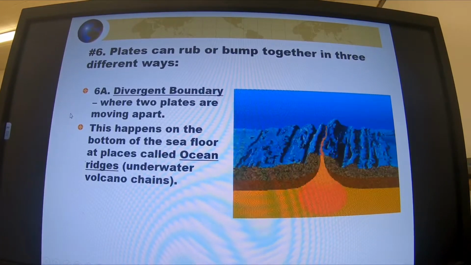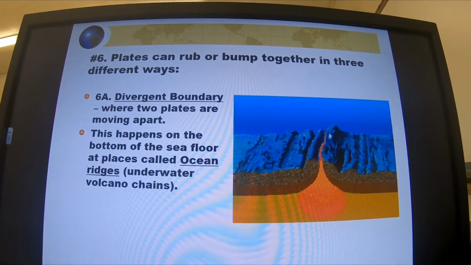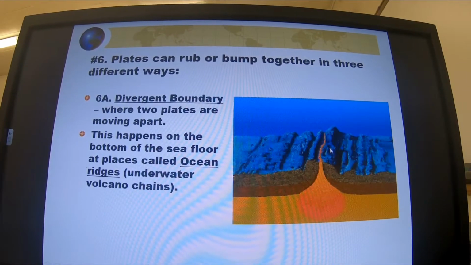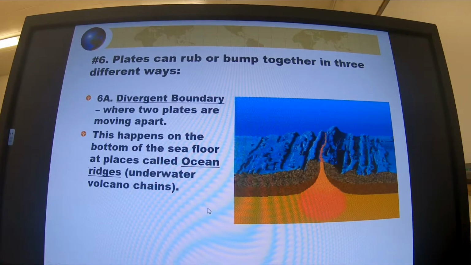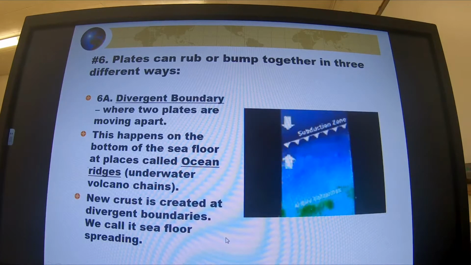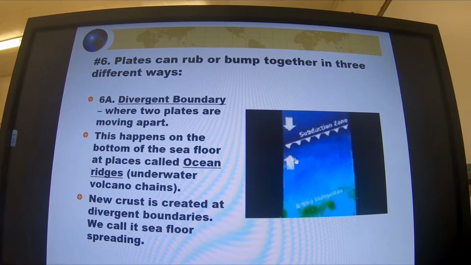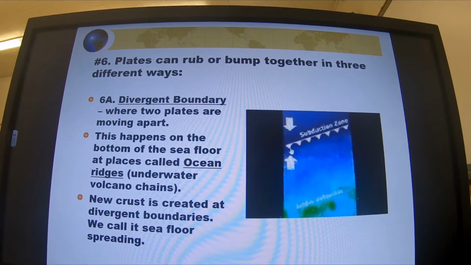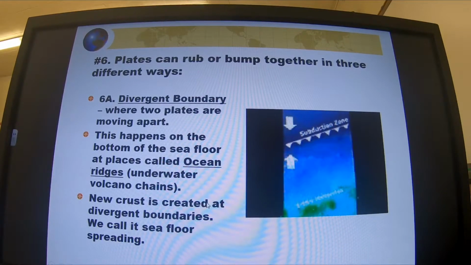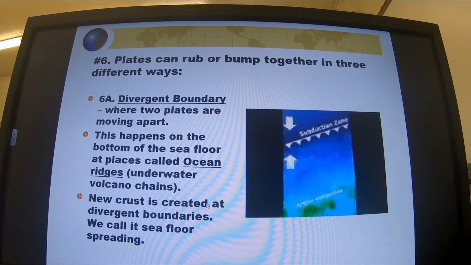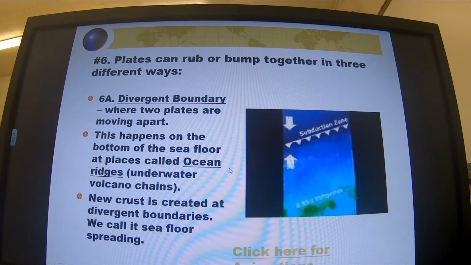Now, this happens on the bottom of the sea floor at places called ocean ridges. So underwater, those underwater volcano chains and mountain chains, these plates are pulling apart, and volcanoes and mountains will start to come out. New crust is being created at the divergent boundaries, so that's why we call it seafloor spreading. When the volcanoes erupt and all that lava cools, the rocks push the old ones away, creating new crust. That's why the crust at the bottom of the ocean is very young around those ridges, very old near the continents, and it pushes the old crust, like the continents, away.